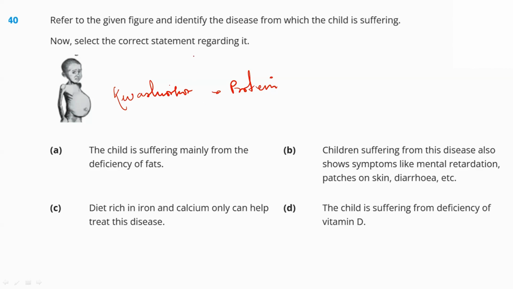Right, so we have to find the correct statement regarding it. So the child is suffering mainly from the deficiency of fats. No, this is incorrect. Child suffering from the disease also shows symptoms of mental retardation, patches on skin, and diarrhea. Yes, this is the correct answer. So this kwashiorkor has symptoms of mental retardation, patches on skin, and diarrhea. So option number B is our right answer.